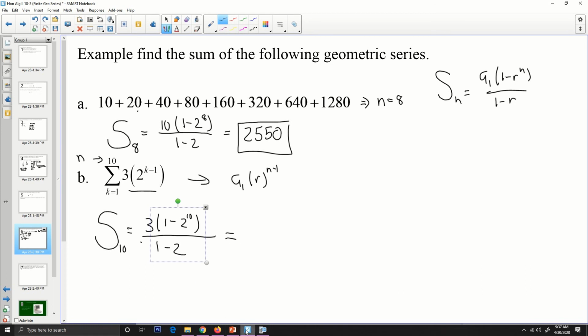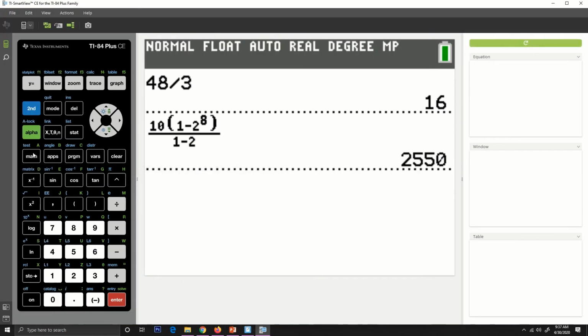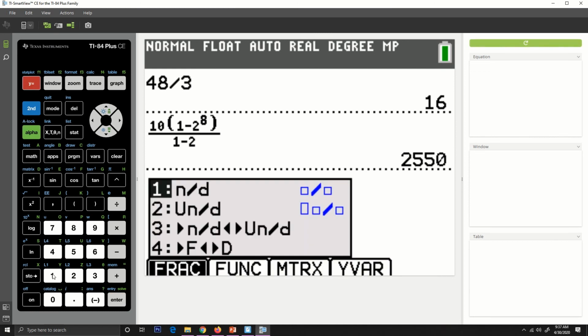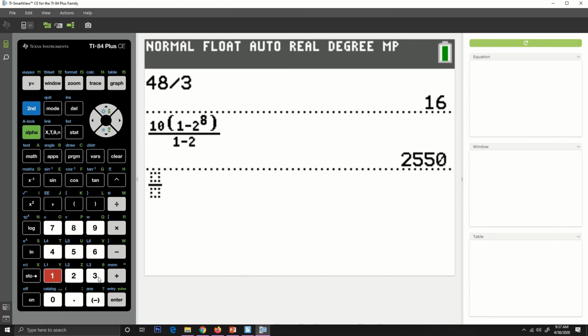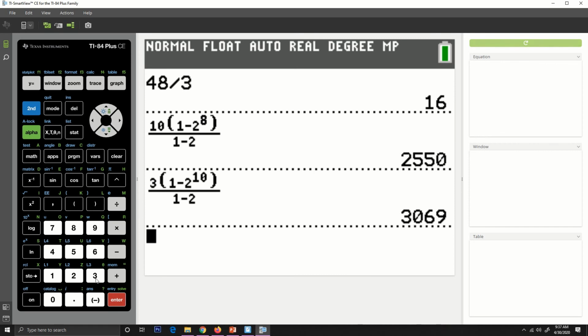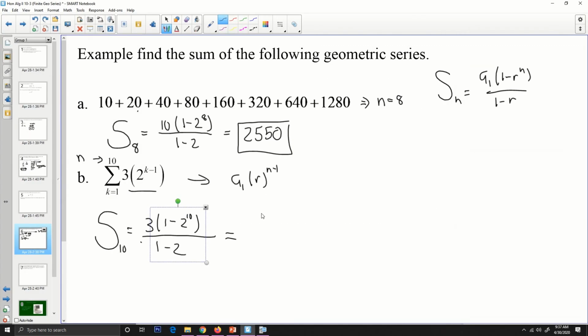And we'll go grab our graphing calculator. Again, alpha y equals to bring up the fraction menu, 1. And then our first term in this one was 3. And then it was 1 minus 2 raised to the 10th. We'll bring it down to close that parenthesis, and then it'll be all over 1 minus 2 again. We'll hit enter, and we'll get 3069 as the sum.